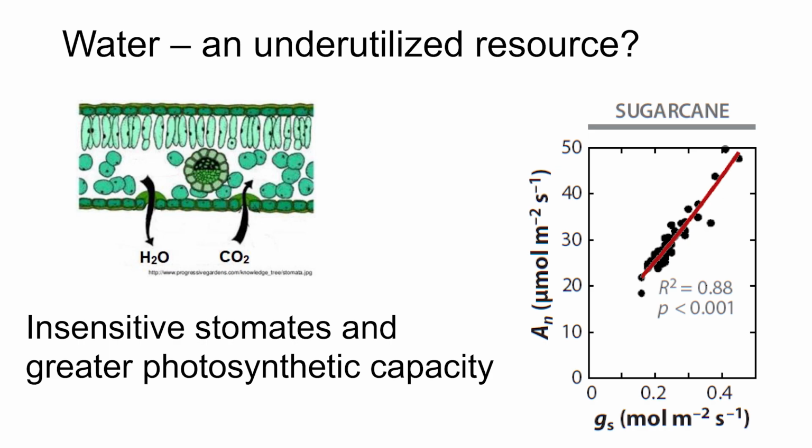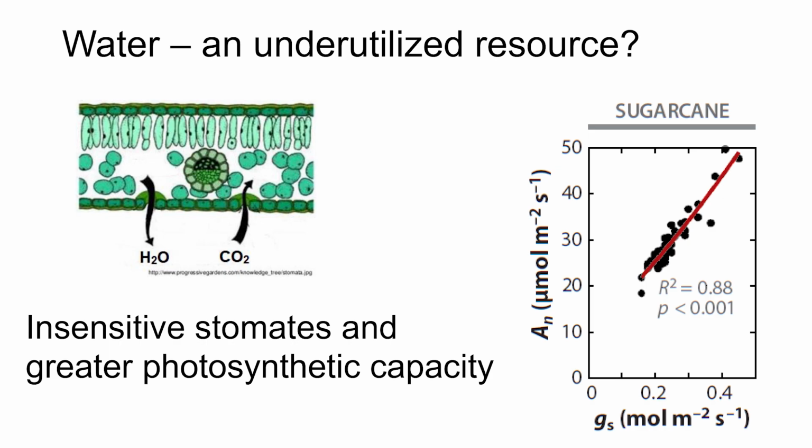And so I started thinking, well, are there ways that we can actually take advantage of more water, of the high water abundance that we have here? And one way is actually breeding for, or selecting for, insensitive stomates.